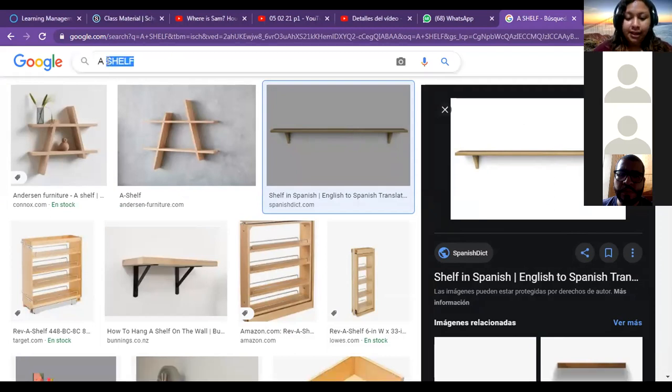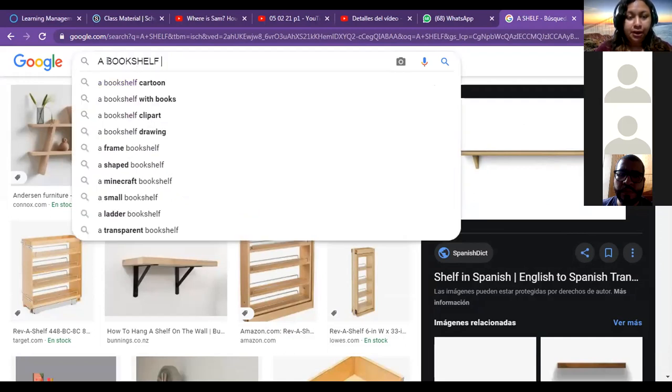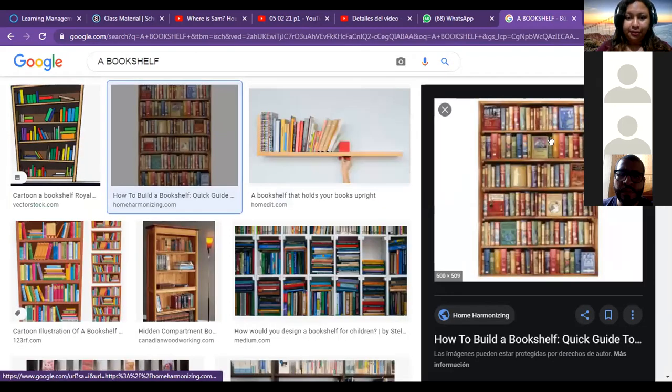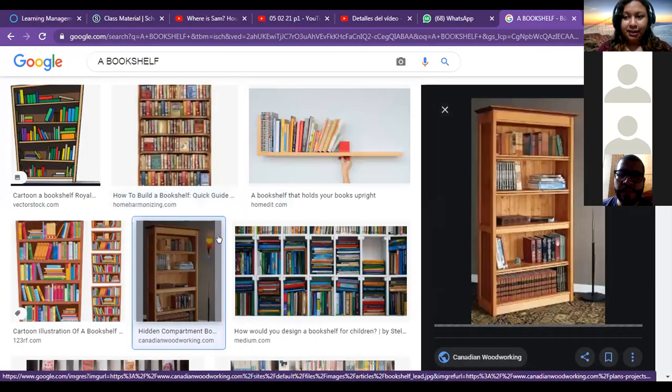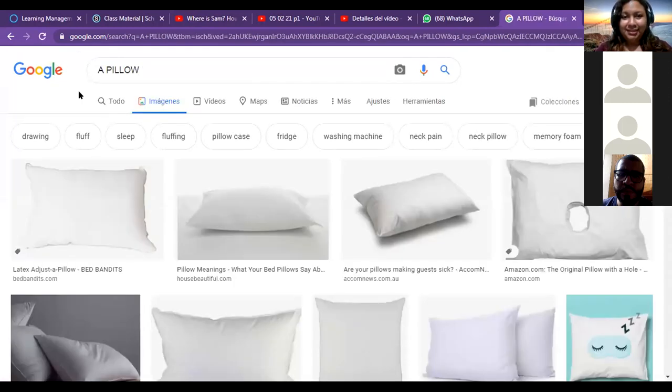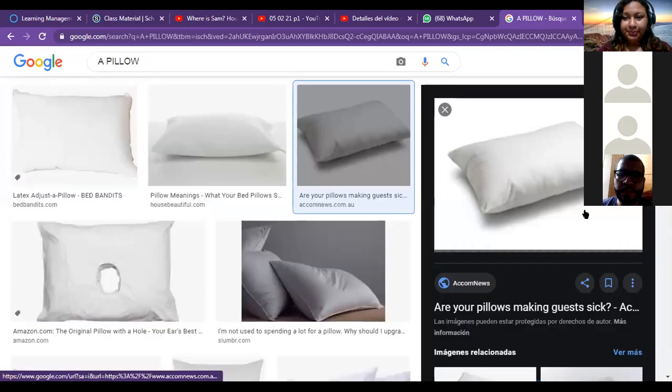Now, we're going to check a bookshelf. A bookshelf. You see? Another one. A bookshelf. Now, the next one. A pillow. Repeat it with me. A pillow. Yes, a pillow. You see? Good. Now, the next one.